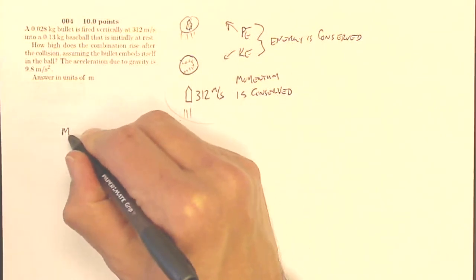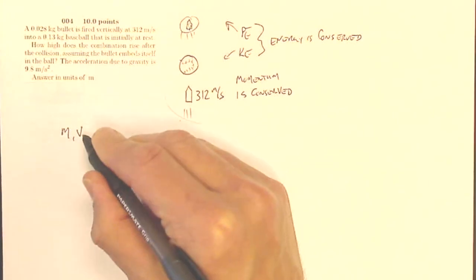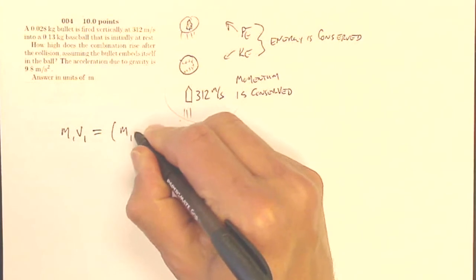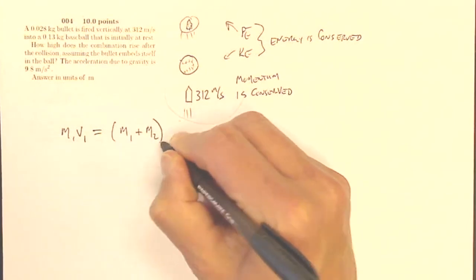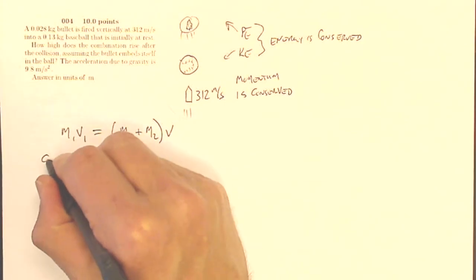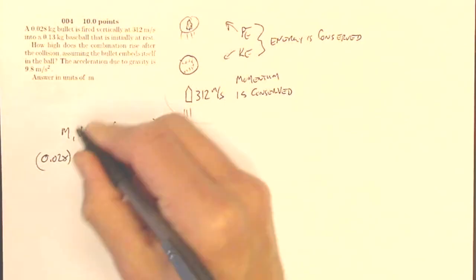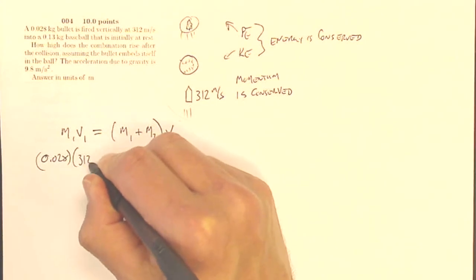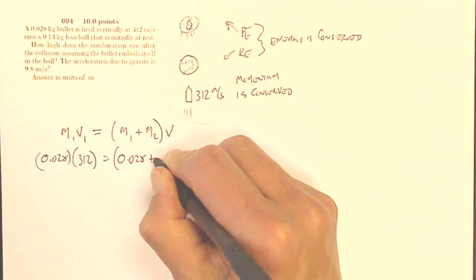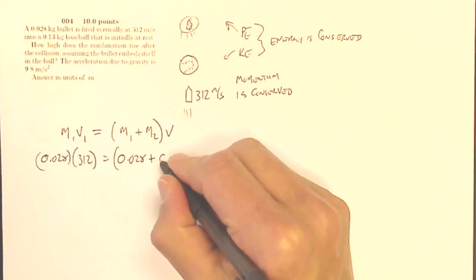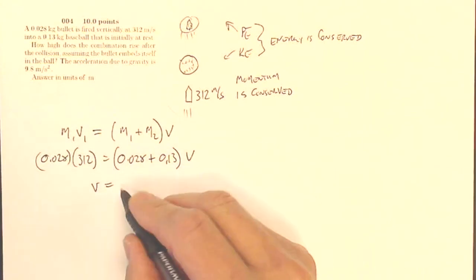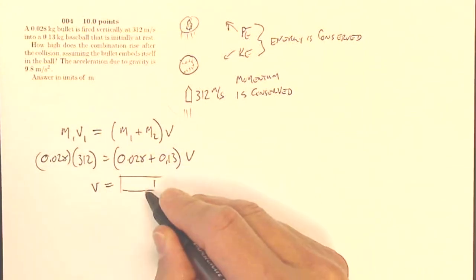There I have a bullet that's moving at some velocity, and it's the only thing that's moving. So I know that that's going to be in my sticky collision, the bullet plus the baseball moving at some new velocity. So here I've got the mass of the bullet is 0.028. It's moving at 312. That's going to equal the bullet plus the baseball, 0.028 plus 0.13, moving at some velocity. Now that's going to give me the velocity of the bullet and baseball moving together.